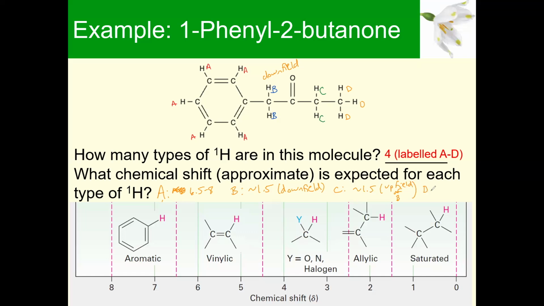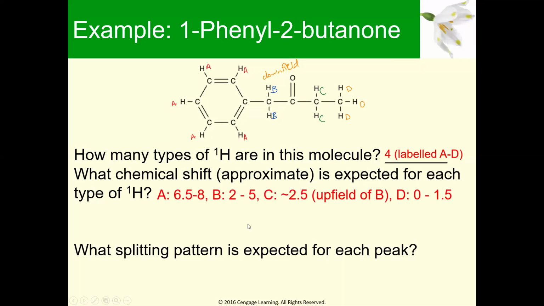Okay, and then finally D. These fit nicely into the category of hydrogens on saturated sp3 carbons. So let's just say that that's probably going to be anywhere from 0 to 1. Okay, so A, 6.5 to 8, that's the aromatic region. B, I say anywhere from 2 to 5, but that's because I'm accounting for the de-shielding from those electron withdrawing groups. C, somewhere around 2.5. Again, the big thing to note there is that it's going to be upfield of hydrogen type B. And then D is going to be anywhere from 0 to 1.5. That's fine.